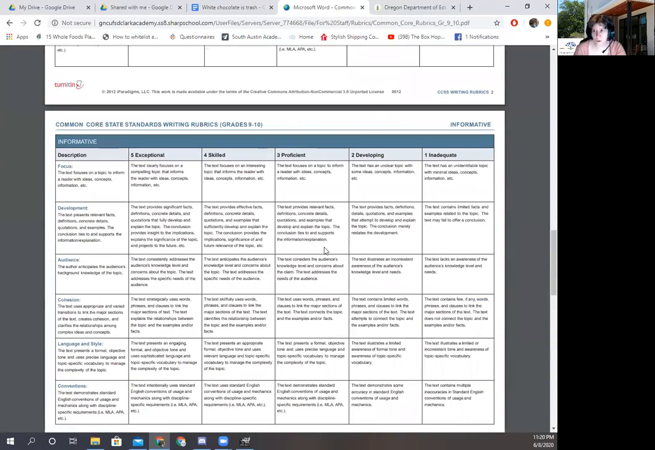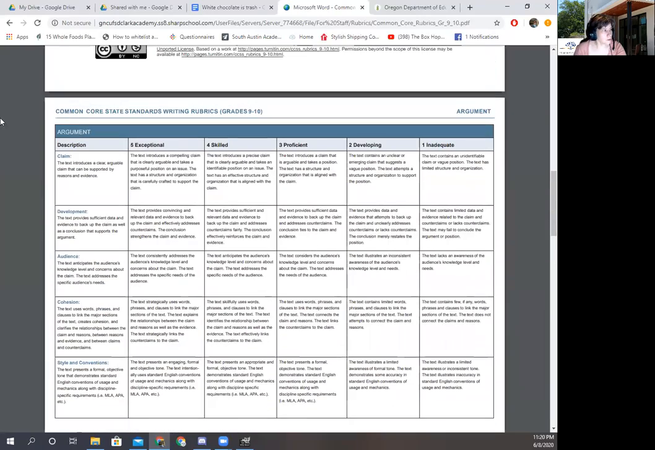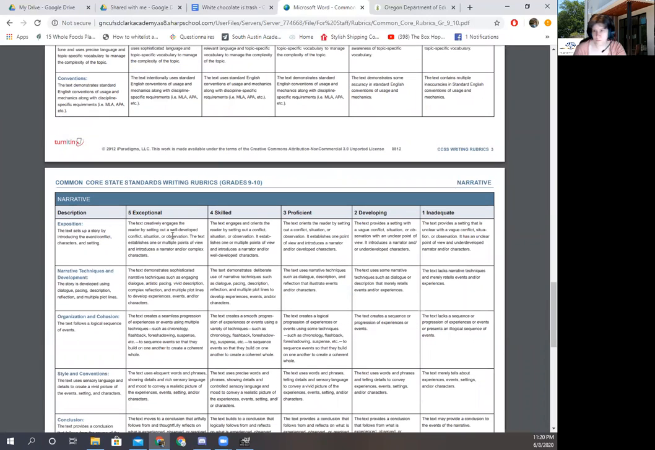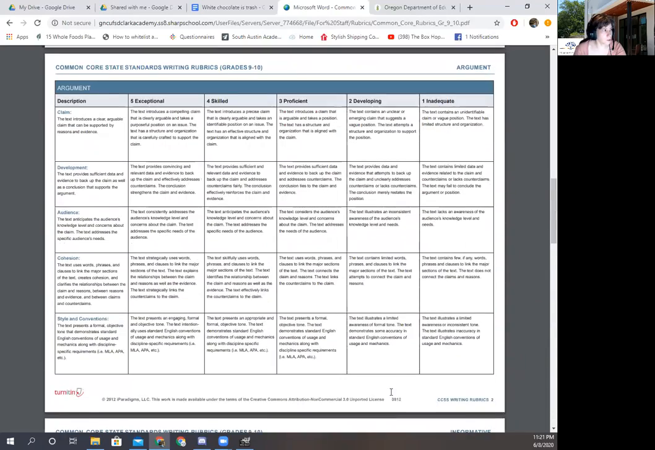When you look up the Common Core writing standards, they want kids to be able to write an argument piece, an informative piece, and a narrative piece. So you don't have to reinvent the wheel. The rubrics are already done for you. When you want to grade your kids, obviously the goal is to get them here in this exceptional column for all of these things. There are just slight differences between them, so you want to read these closely. You can print these out. They're free. They don't cost anything.